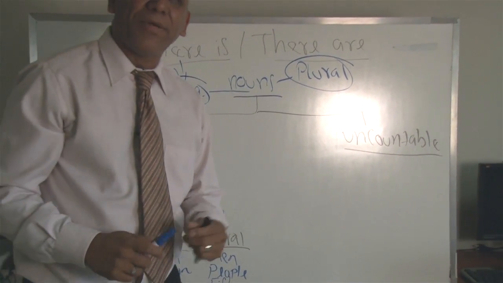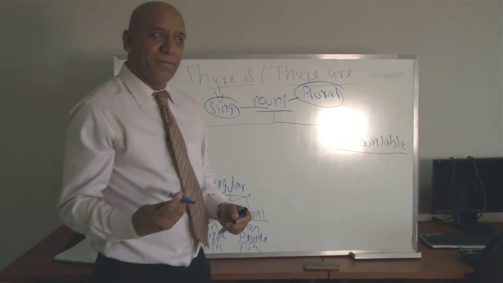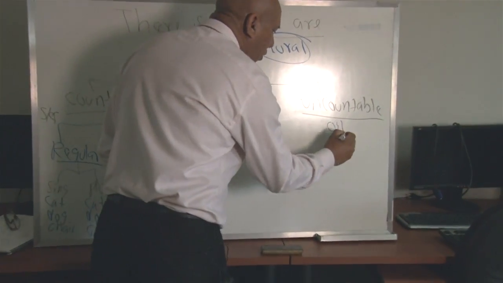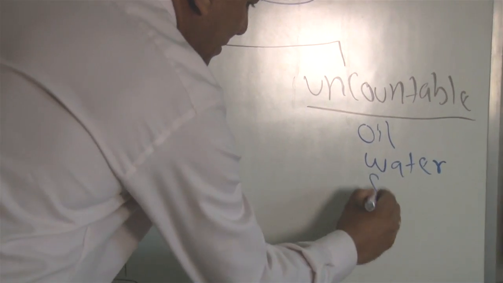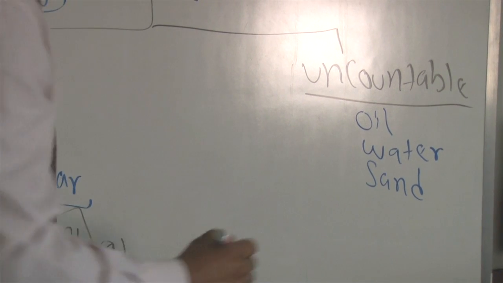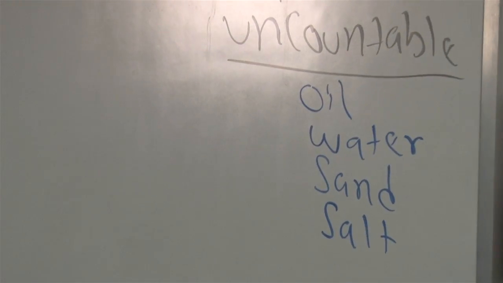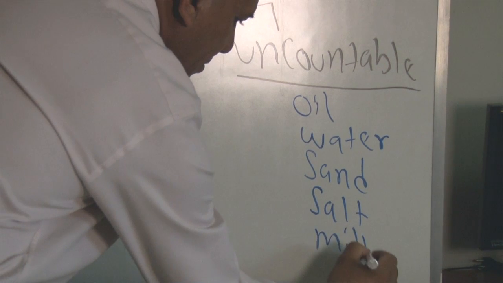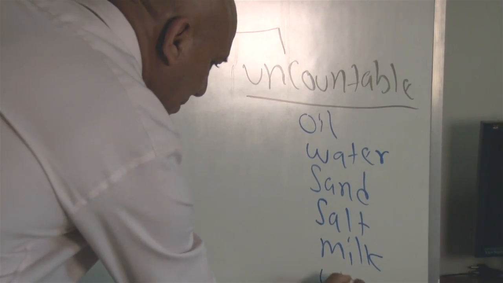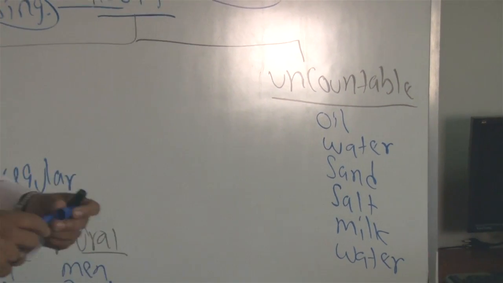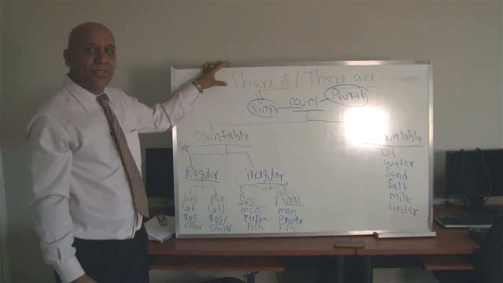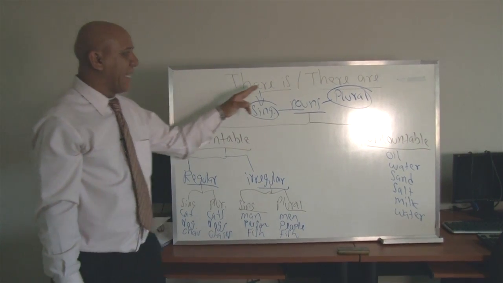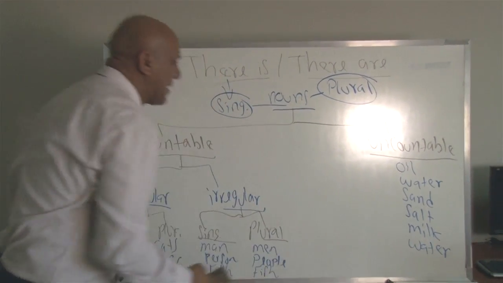Uncountable nouns are things that we cannot count, as you already know. For example, oil, water, sand, salt, milk, etc. Now that we have this, we can go through the sentences with there is and there are. Let's see how this works.